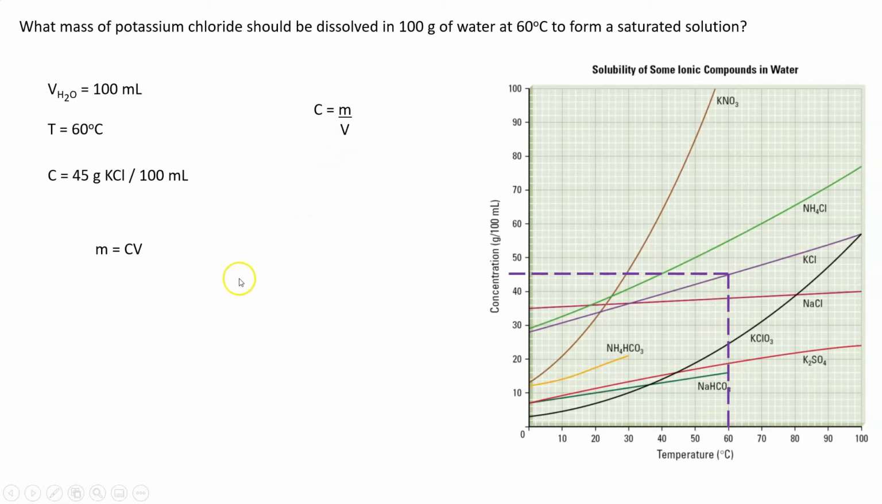So therefore, my mass would be equal to concentration times volume. So now that I have my equation, I can substitute in my values, and I would get that I would have to dissolve 45 grams of potassium chloride into 100 mils of water at 60 degrees Celsius to get a saturated solution.